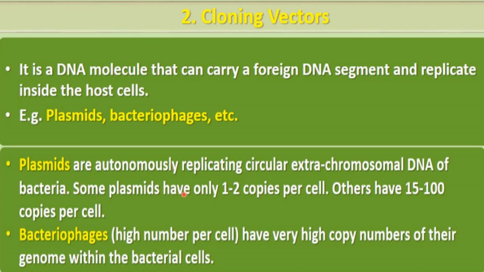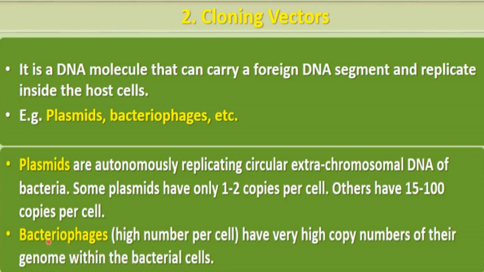Some plasmids have only 1 to 2 copies per cell. Others have 15 to 100 copies per cell, right? So the number of plasmids in a bacterial cell can vary. Now bacteriophages have a high number per cell. So their numbers are more per cell, and these have very high copy numbers of their genome within the bacterial cells.